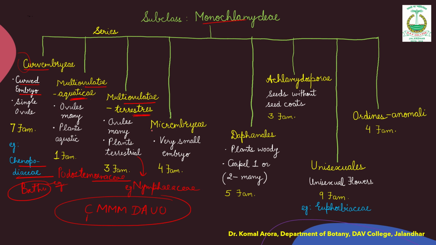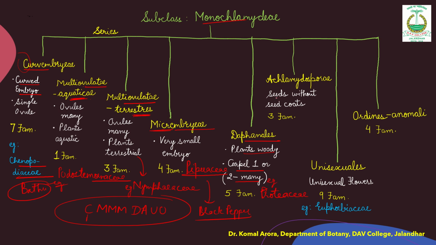Fourth is Micrembryeae, means micro, very small sized embryo. Here we have the example of the family Piperaceae. Piperaceae is after the genus Piper, that is black pepper. So there the size of embryo is very, very small. Fifth is Daphnales. This is a separate group in which plants are woody. The carpel may be one or it may be bi to polycarpellary syncarpous condition. Here we have five families. You can keep in mind Proteaceae as an example.